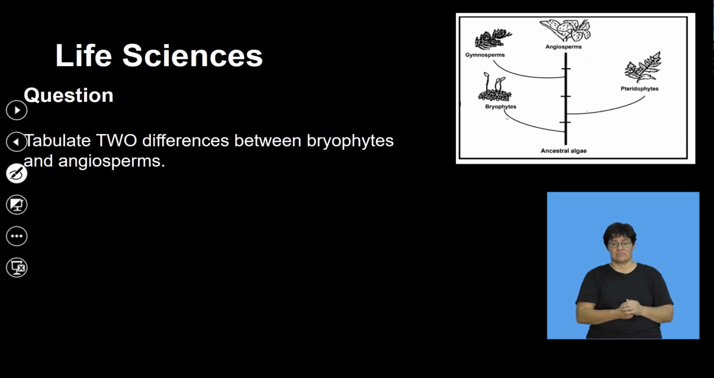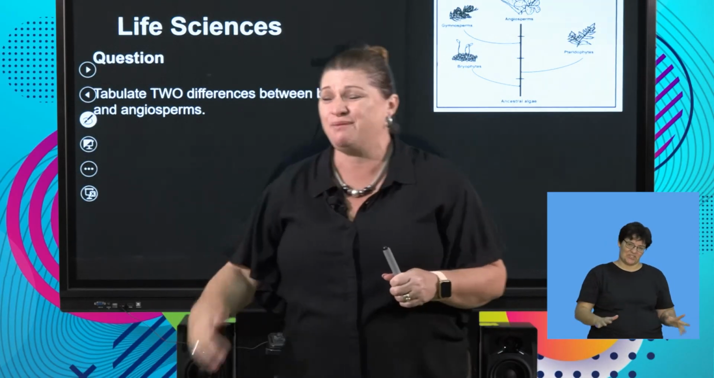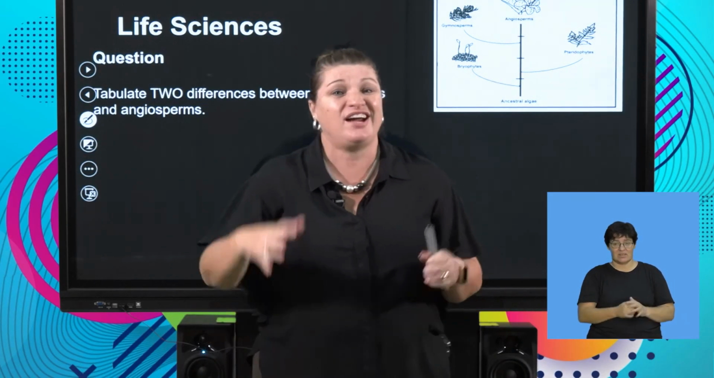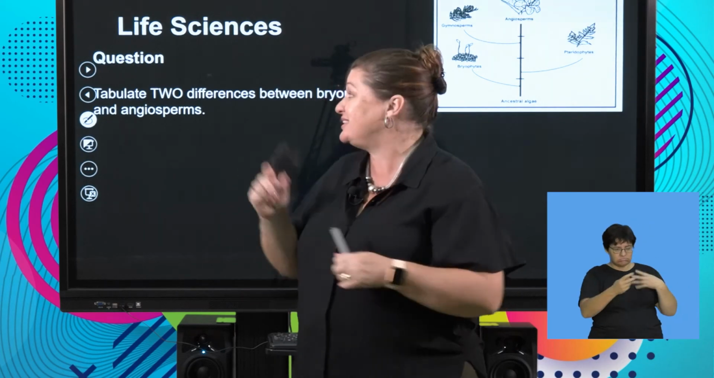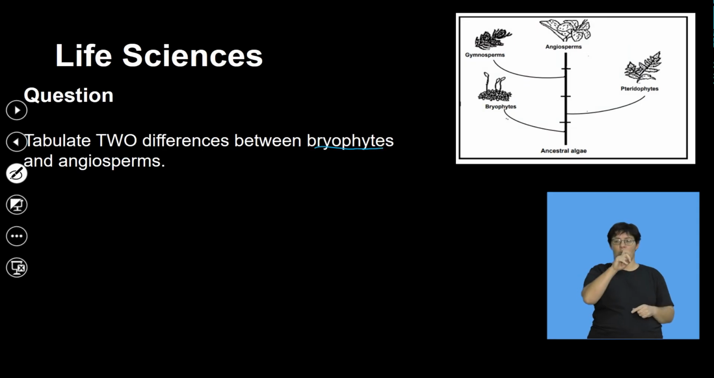I think we're going to have to leave it there because we're running out of time, and our last question is how we're going to tabulate the differences between a bryophyte and an angiosperm. Draw up a table, see if you can do it.